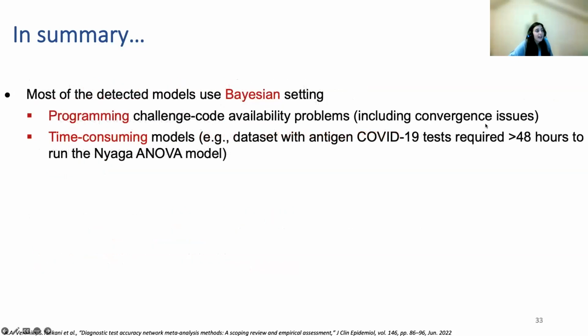So finally, most of the detected models, as we saw, were applied within a Bayesian framework, and this posed programming challenges and code availability problems, including convergence issues. And we need to say that we faced that these models are time consuming. For example, the data sets with the antigen COVID-19 test required more than 2 days to run the Nyaga ANOVA model.